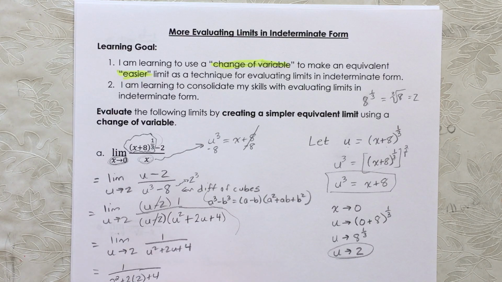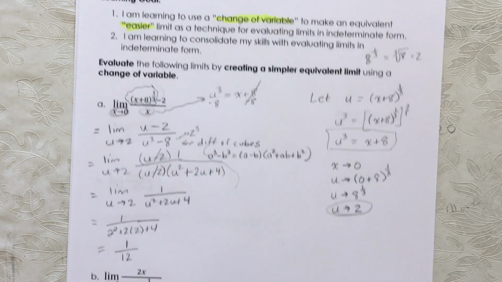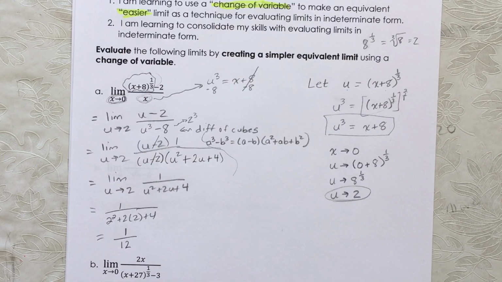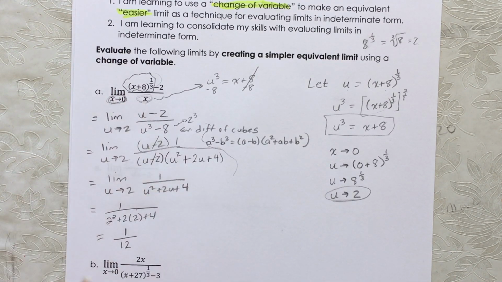So we're going to end up getting 1 over, and don't forget about the numerator, the 1 in the numerator, 4 plus 4 plus 4, which is 12. Oops, sorry, you didn't see that last part there. So we end up getting that this very complex looking limit is equal to 1/12. And we did that by using a change of variable to create a simpler equivalent limit.